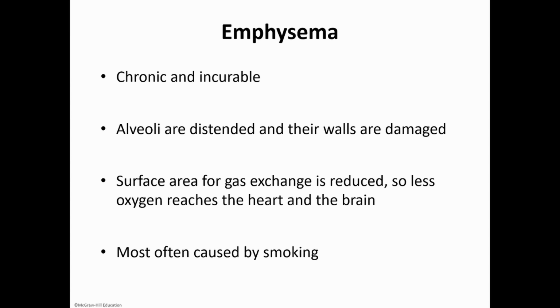So what are some of these conditions that are most definitely tied to smoking? Emphysema is one. This is chronic, so it's a long-term condition, and it is incurable. There's nothing that can be done to get rid of the damage, to fix what's happened. The alveoli have been damaged, they're distended, and so there's less surface area for them to perform gas exchange. The less surface area and the less gas exchange that happens, that means less oxygen actually gets into your bloodstream. And if there's less oxygen getting in your bloodstream, that means that your heart and your brain are also getting less oxygen. And one of the most common causes of emphysema is smoking.